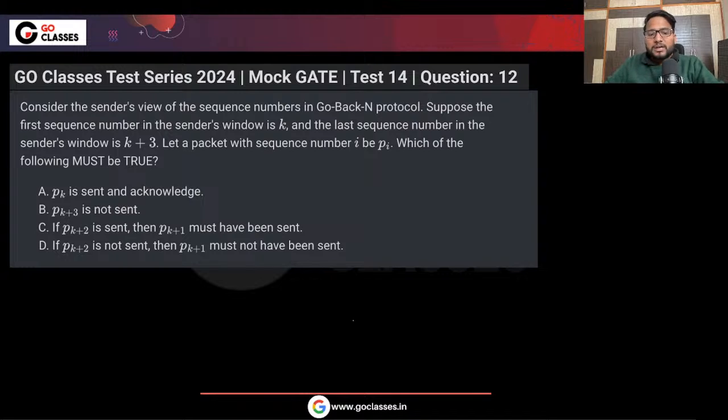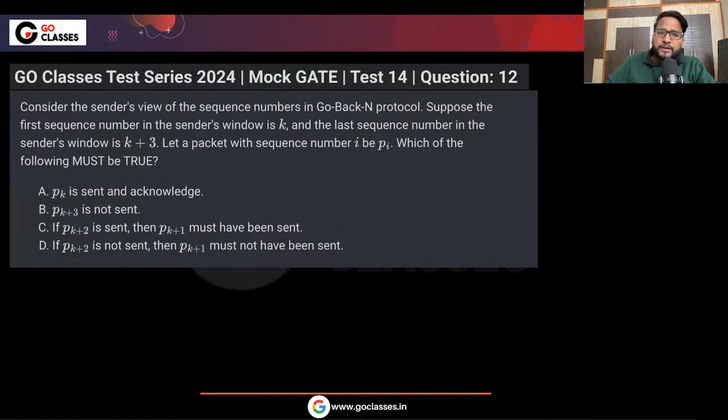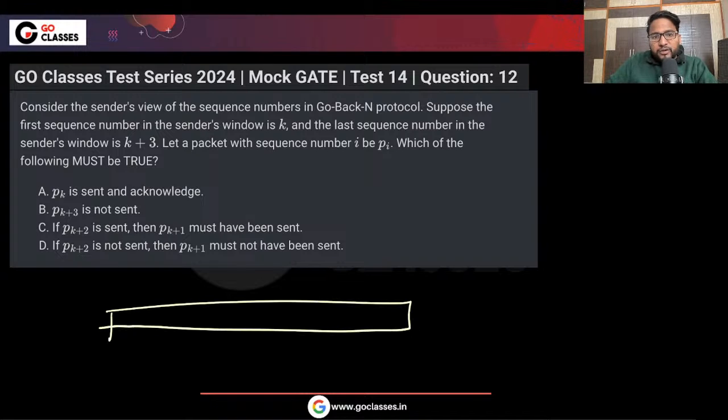Okay. Now let's see this question. This question is also an easy question. What they are saying is, consider a sender viewing sequence numbers in the go back N protocol, right? They are saying the first sequence number in the window is k, and the last sequence number is k plus 3. So k and k plus 3 are the first and last, which means k plus 1 and k plus 2 are there in the window, right?